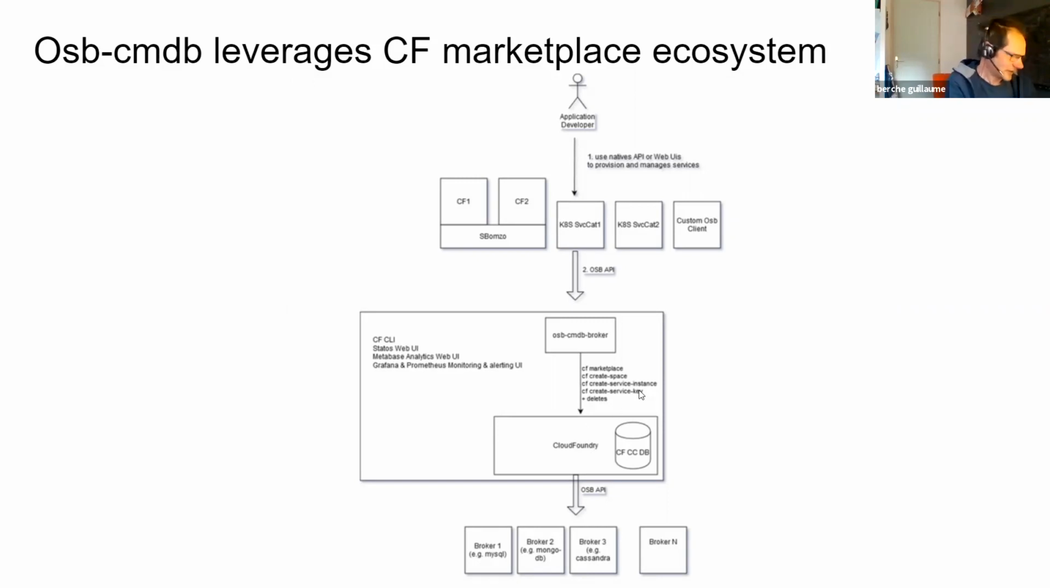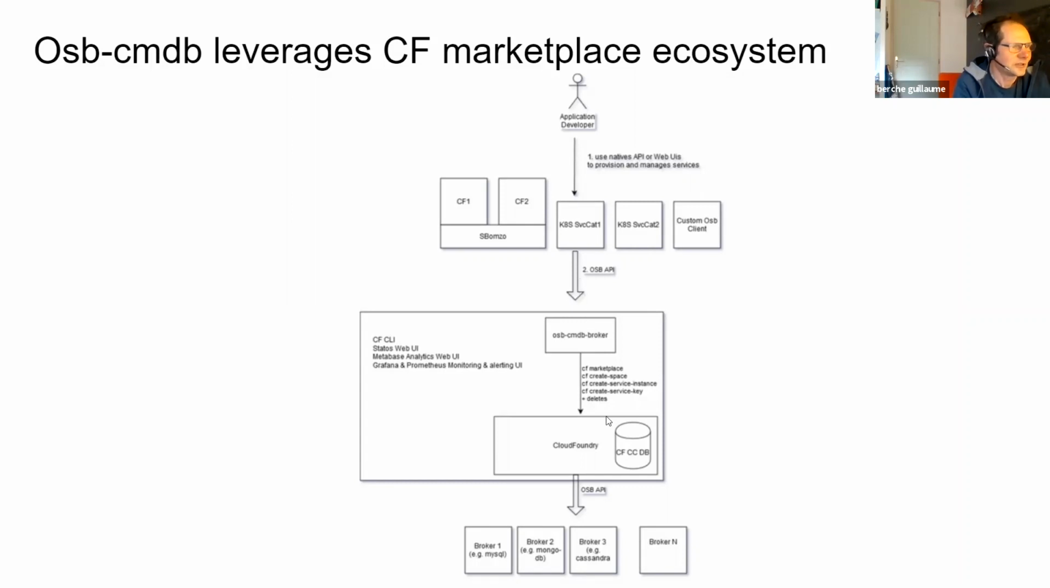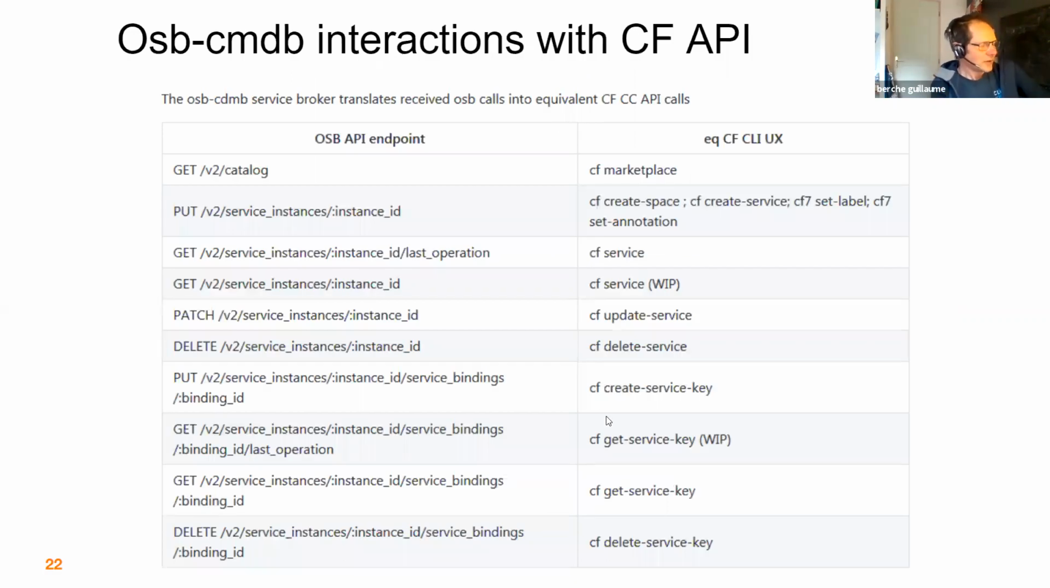And so basically, that's what we do. The osb-cmdb service broker translates OSB calls into Cloud Foundry service API calls from CAPI. And then the Cloud Foundry Cloud Controller translates those CAPI calls into OSB calls to service brokers. So that's basically a thin layer of translation between OSB calls and marketplace calls. So let's look at that in a bit more detail.